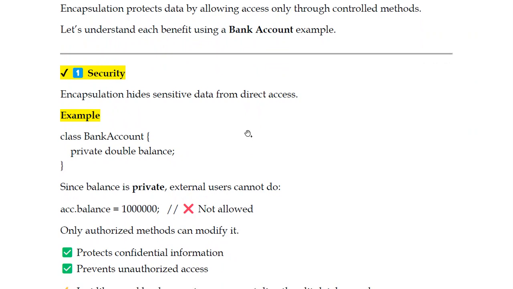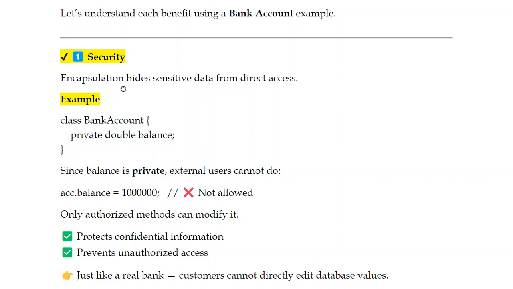First, encapsulation protects data by allowing access only through control methods. We have discussed, am I right? So hiding the data and combining the methods into a single entity. Wrap up the data members and methods into a single entity. That is encapsulation, data hiding plus methods. We'll understand with the example of a bank account. First we are telling the advantage: security.